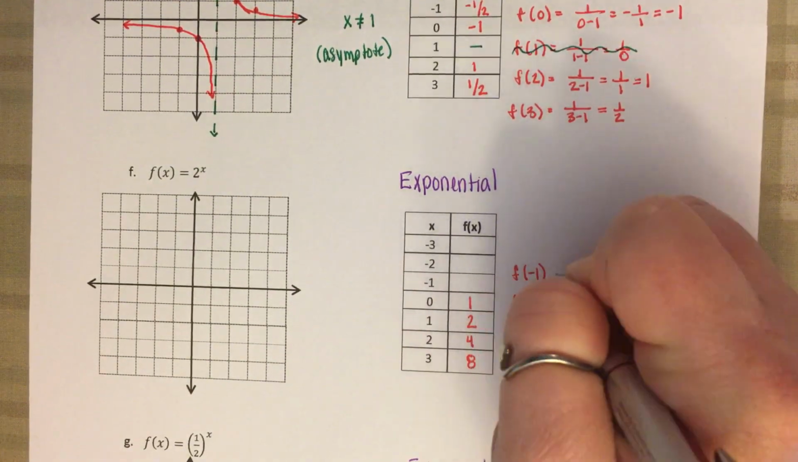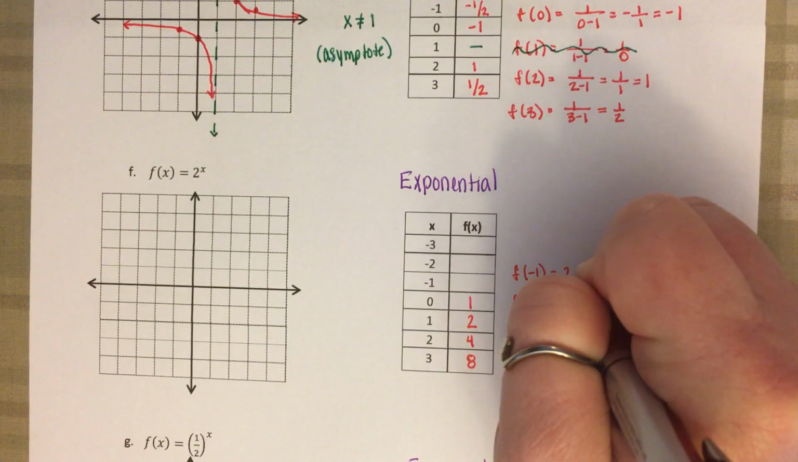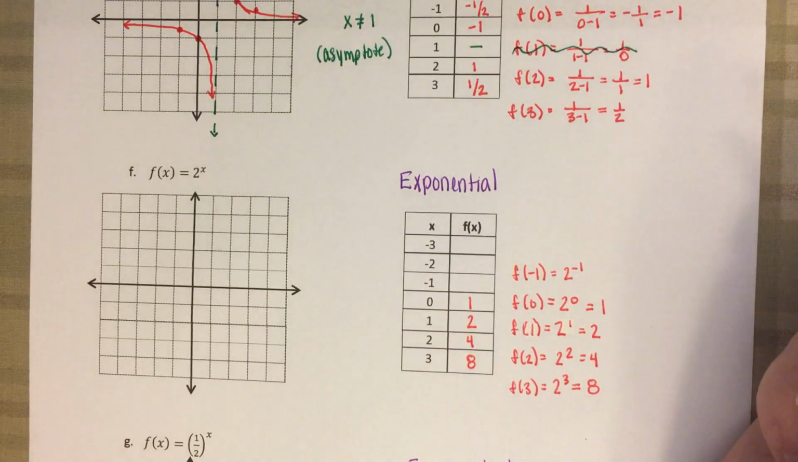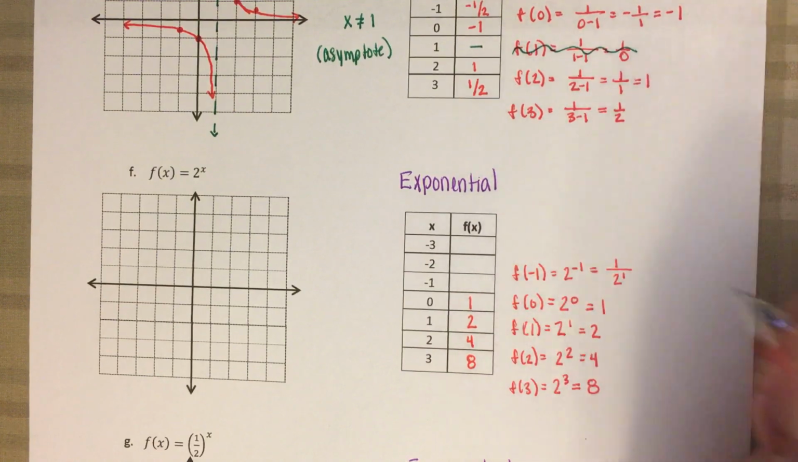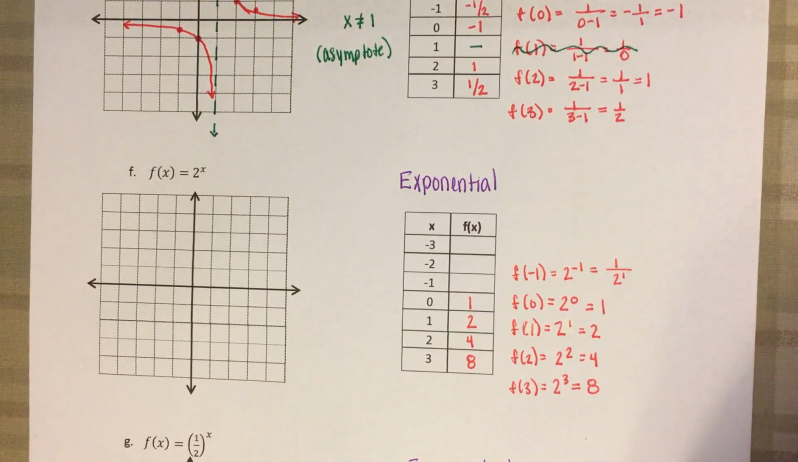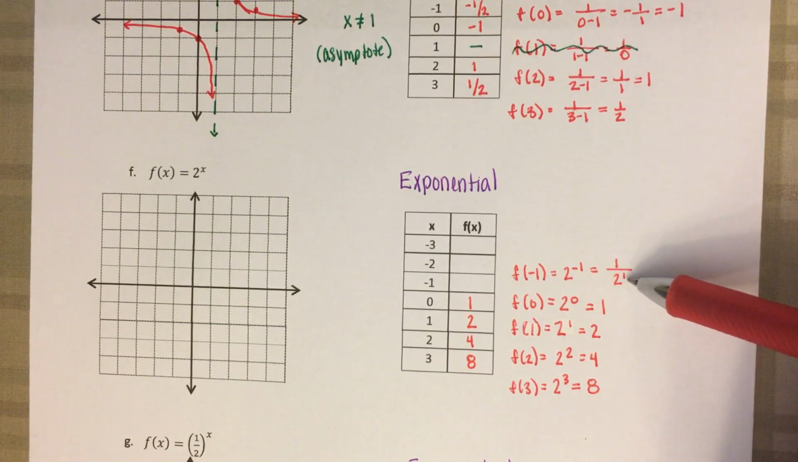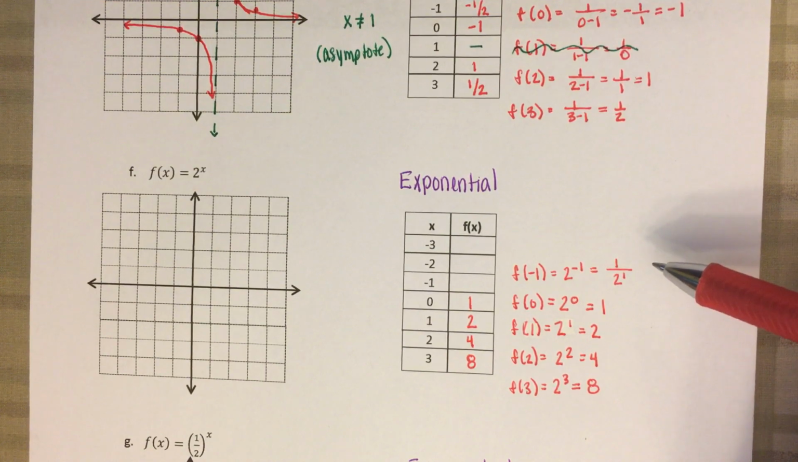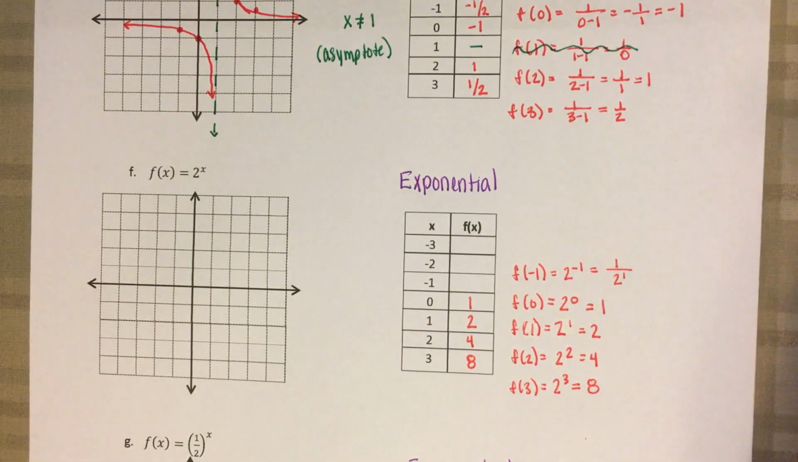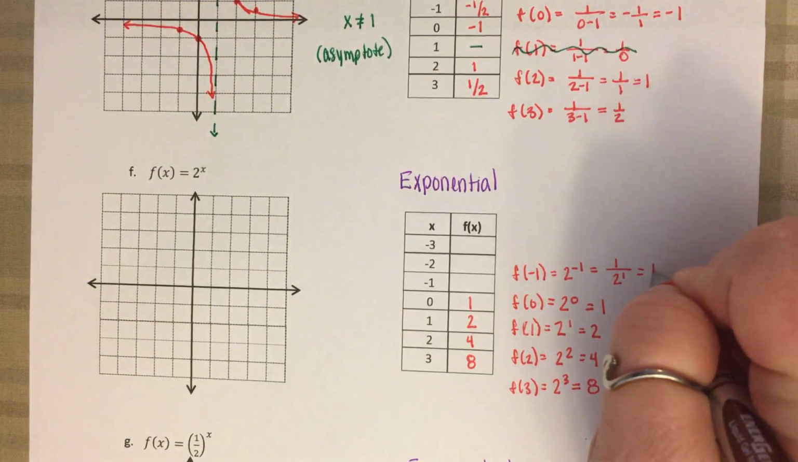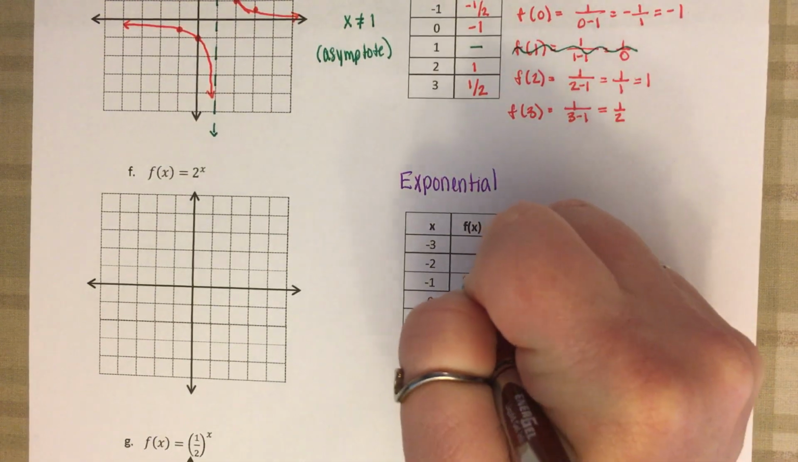F of -1 means 2 to the -1 power, which means I have 1 over 2 to the first power. This is why I started at the bottom and went backwards, because we're going to take our fraction and basically flip it as we go through. So f of 1, 2 to the first is 2, so 1 over 2 to the first is going to be 1 over 2.